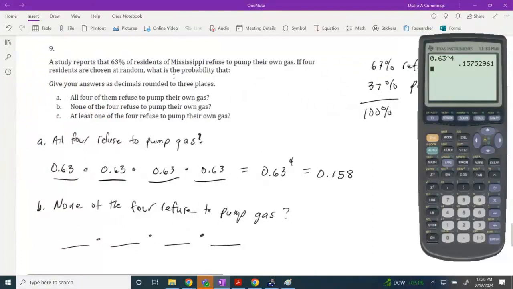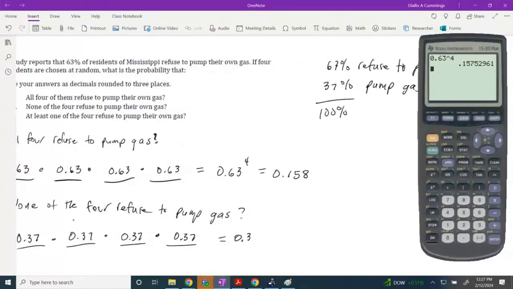So now I'm going to use that 37%. So for B, it says none of the 4 people refuse to pump their own gas. So what's the probability that the first selected person pumps their own gas? Well, it would be 37%, right? The probability that the second person pumps their own gas would have that same probability, right? Because these are independent events. So the probability would be the same for the third and the fourth. Right? So the probability for all 4 of these people would be 0.37. All right, so we can take 0.37, raise that to the 4th power, and we have 0.019. Right, I'm rounding that to 3 decimal places.